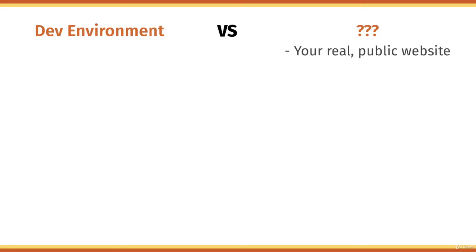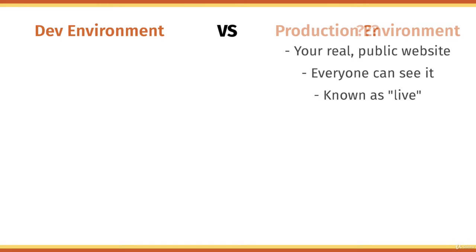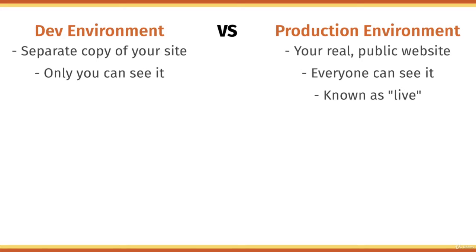So in the past, you might have purchased a domain name, like your own .com or .org, and you might have also purchased a web hosting plan and used WordPress to create a website. In the industry, we refer to that real website that the entire world can see as your live environment or your production environment. On the other hand, a dev or development environment is a separate copy of your website that is usually configured so that only the owner or developers of the website can see it.